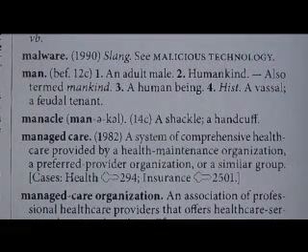Black's Law, 9th edition. Man: an adult male; humankind, also termed mankind; a human being; in history, a vassal, a feudal tenant.